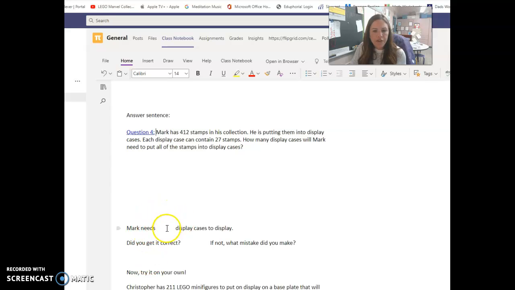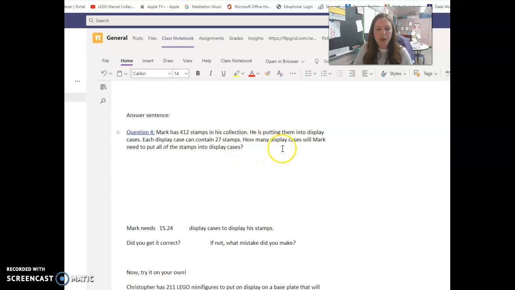Mark needs 15 and 2400ths display cases to display his stamps. Does that make sense? Would Mark use 2400ths of a display case? No, he wouldn't. No one would. So let's be reasonable about the answer.